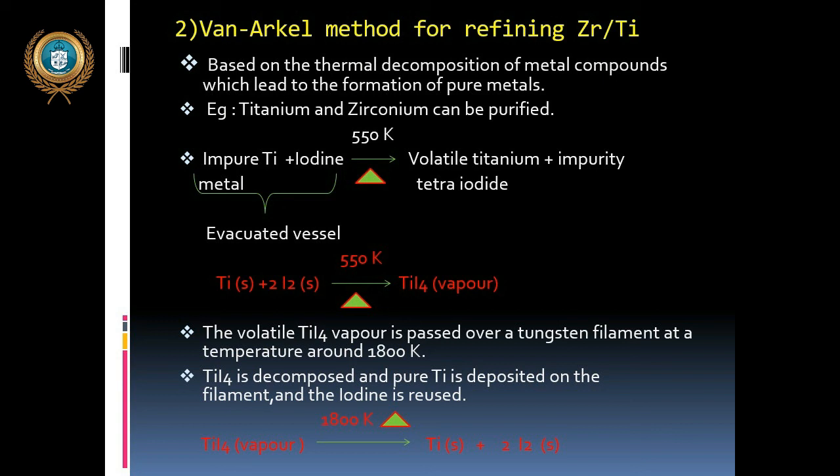So look at the reaction, the second reaction. The titanium tetraiodide in the vapor phase, when heated at 1800 Kelvin, the titanium gets attached to the tungsten filament as a solid form and the remaining iodine will be separated and reused for the reaction. So please watch the video for the Van Arkel method.